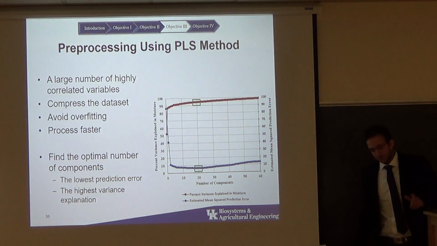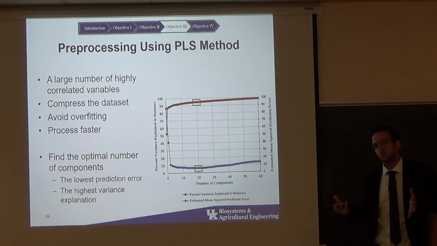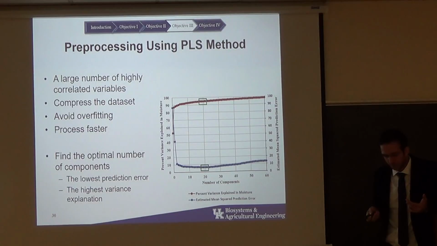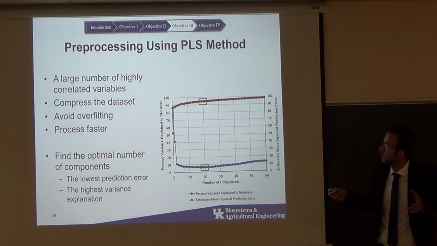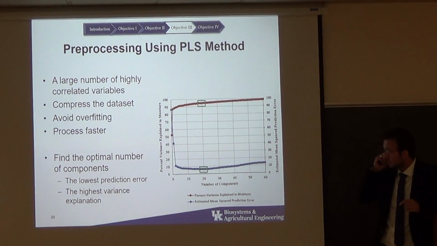The point is that in machine learning, there are over 2,000 different wavelengths. Many of them are highly correlated to each other, and we don't need to consider them individually. So we can combine them together and then compress the data set, avoid overfitting, and process it faster.